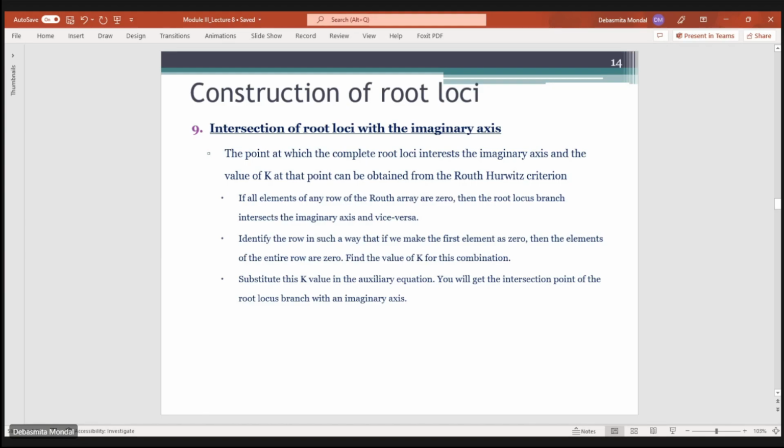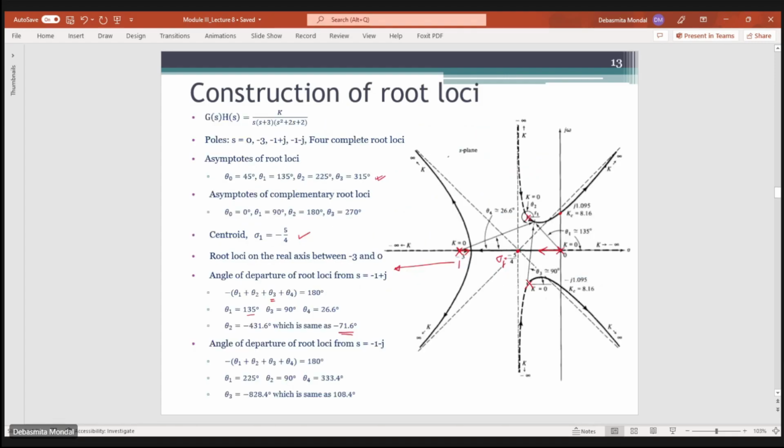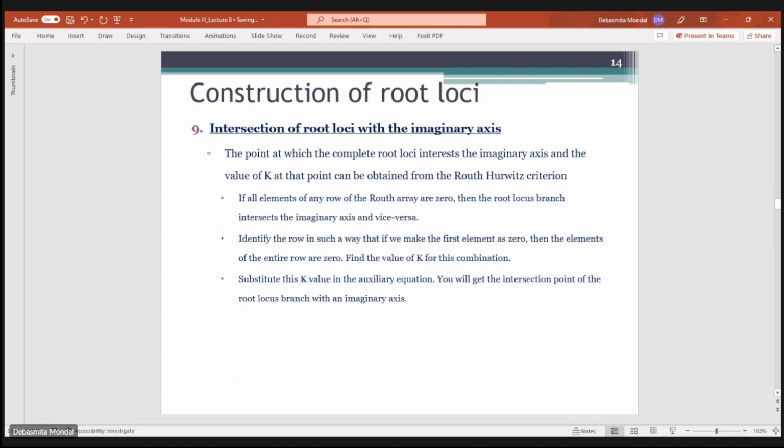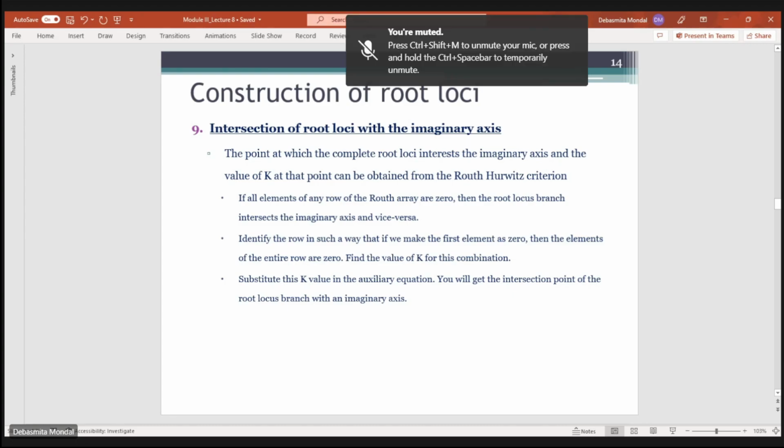So once we know the value of k, we can say that the point at which this root locus is intersecting the imaginary axis, the value of k at this point is found from the Routh array. For that corresponding point, you substitute this value of k in the auxiliary equation. The auxiliary equation is the equation that you form using the coefficients of the row just before the row of all 0 elements. Okay, so that is the auxiliary equation.